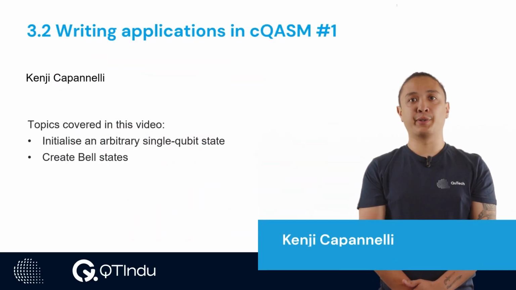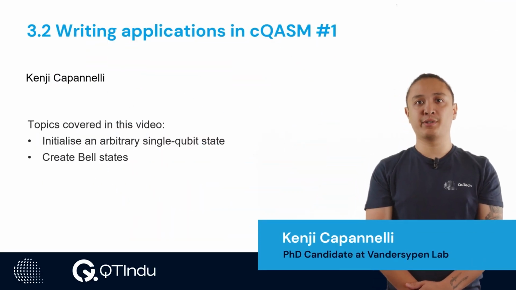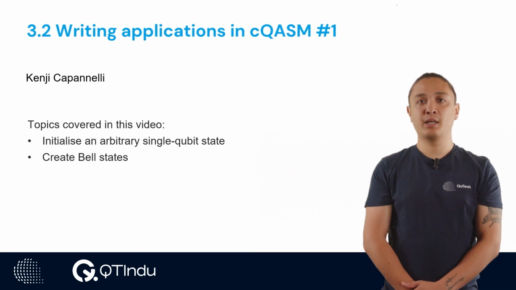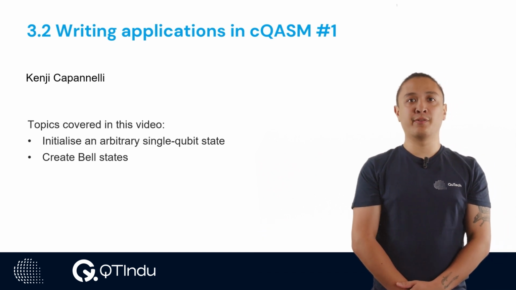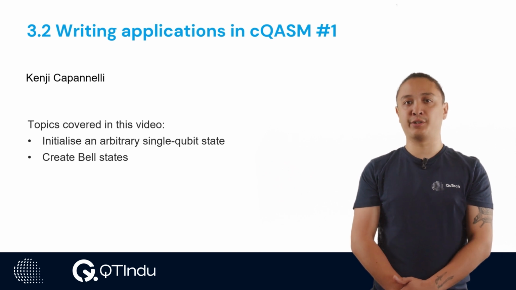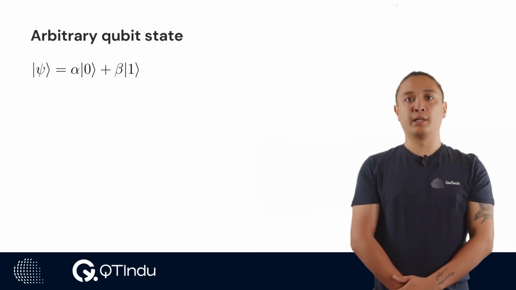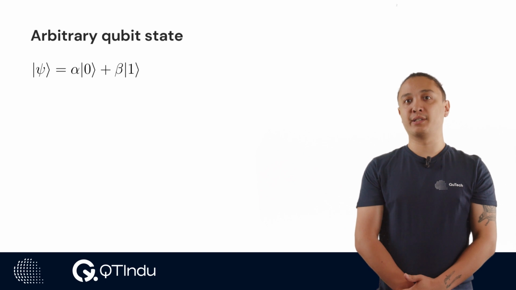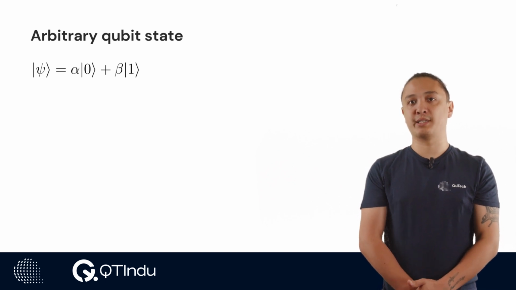In this video, we will go over some very basic examples of how to use cQASM. The two main examples we will cover will be how to generate an arbitrary qubit state and how to generate the 2-qubit Bell states. An arbitrary qubit state can be represented as a superposition of two basis states.